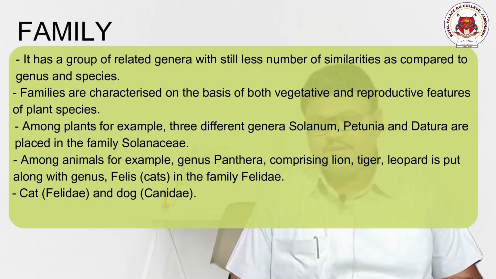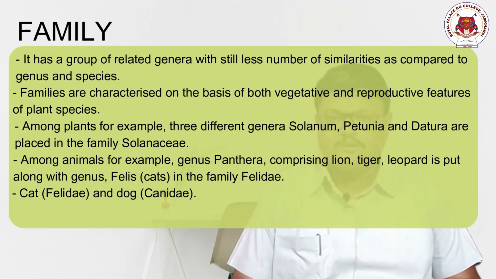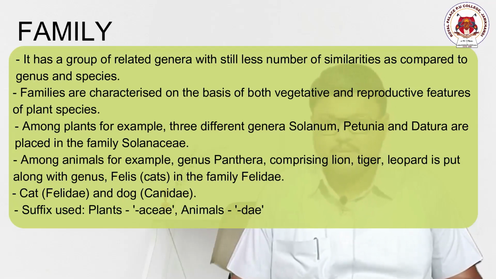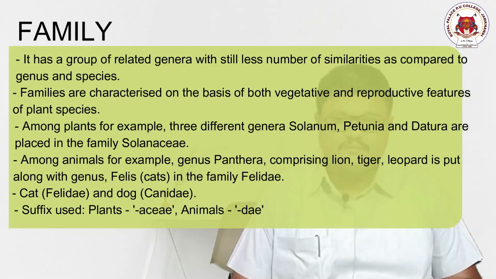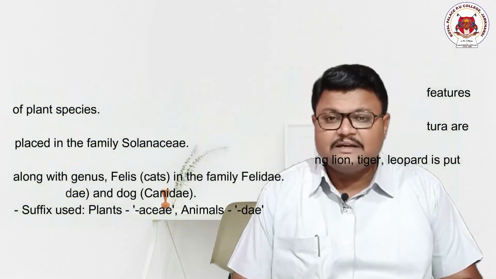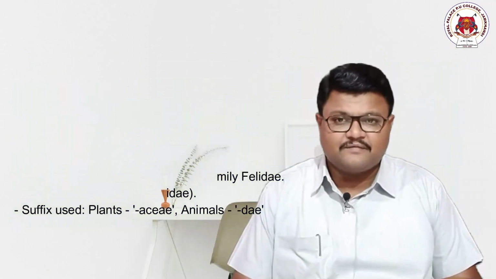Try to understand here, students, this might be one of the important sections of NEET. As far as plants are concerned, plants have the suffix AceAE, that is ACEAE, in case of family as a taxonomic category. At the same time, in case of animals, the animals have the suffix DAE in case of family as a taxonomic category. The next taxonomic category is order.